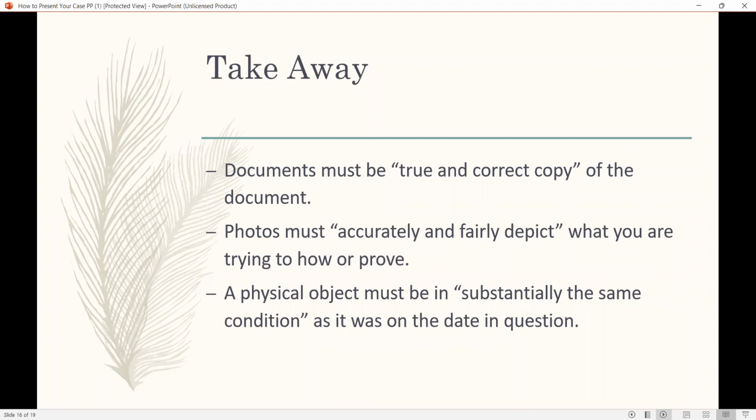A couple of takeaways here. Documents must be a true and correct copy of the document. Photos must accurately and fairly depict what it is you're trying to show or prove. And a physical object must be in substantially the same condition as it was on the date in question.